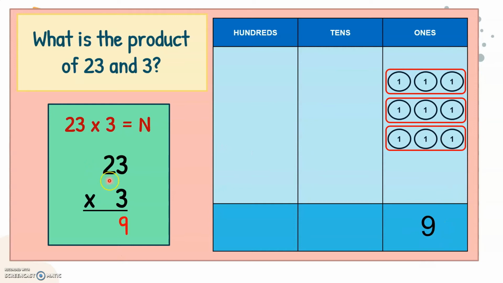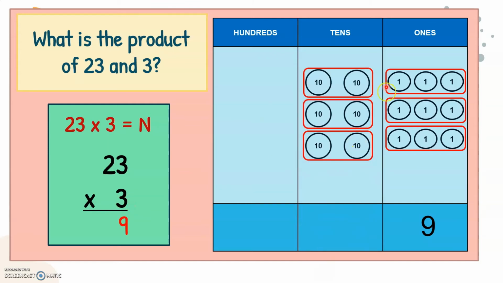Then, let's proceed to the tens place value. 2 times 3, since we are now in the tens place value, it means 3 groups of 2 tens. So let's count. 1, 2, 3, 4, 5, 6. Therefore, our answer is 6 tens. And our final answer is 69.